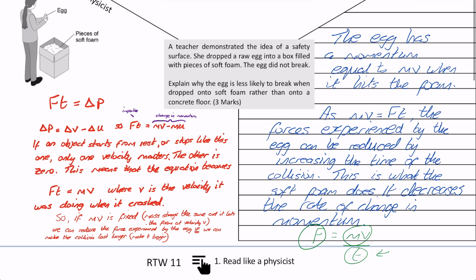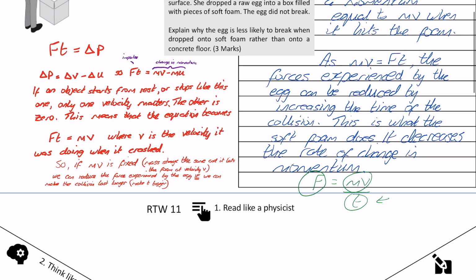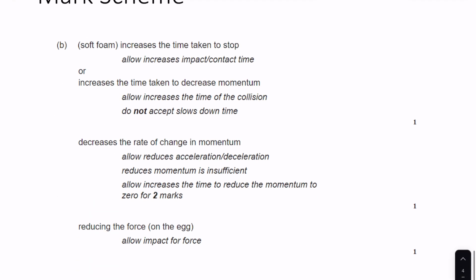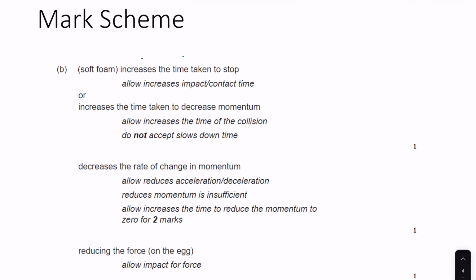So there's some key points on that answer. This is the official mark scheme. It says here, increasing the time taken to stop. So that's the key. We're increasing time. Okay, decreases the rate of change of momentum and reduces the force on the egg. That's why it doesn't break. So those are your 3 key ideas that you want to get from this. And those are the key 3 ideas about momentum.